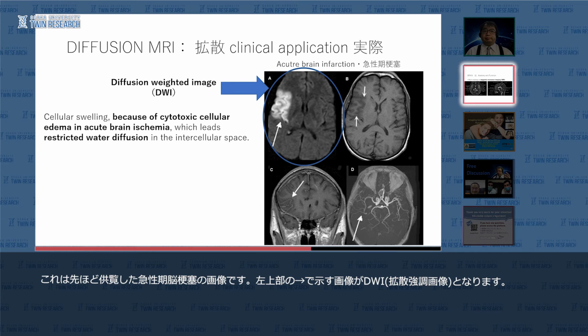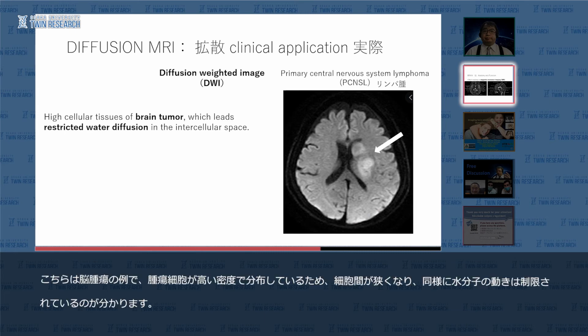So here is a case that I previously showed. In this case, DWI can show acute infarction clearly as a marked high signal intensity area. This high intensity area reflects cellular swelling in this region because of cytotoxic cellular edema in acute brain ischemia, which leads to restricted water diffusion in the intracellular space.